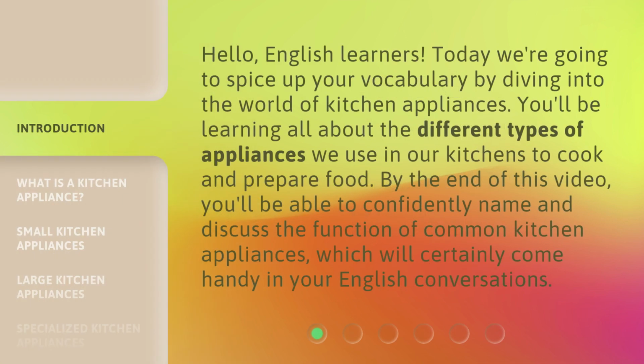Hello, English learners. Today we're going to spice up your vocabulary by diving into the world of kitchen appliances. You'll be learning all about the different types of appliances we use in our kitchens to cook and prepare food. By the end of this video, you'll be able to confidently name and discuss the function of common kitchen appliances, which will certainly come in handy in your English conversations.